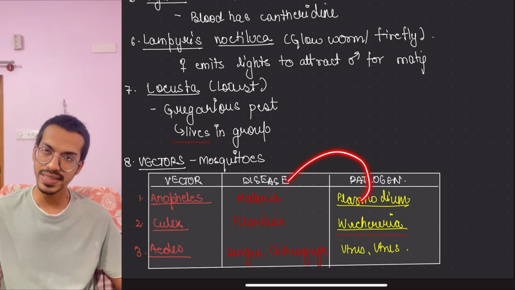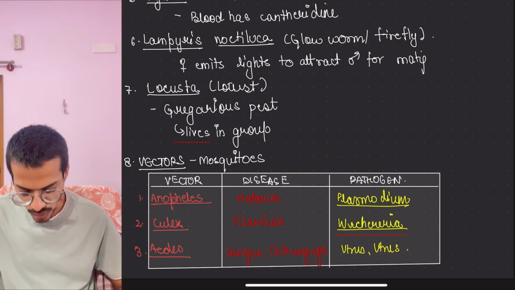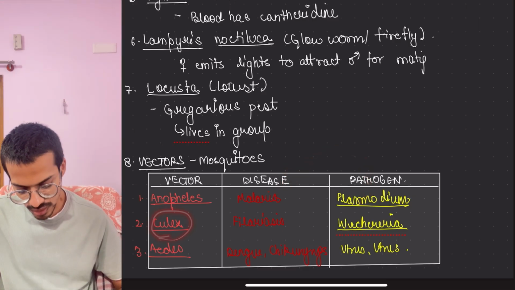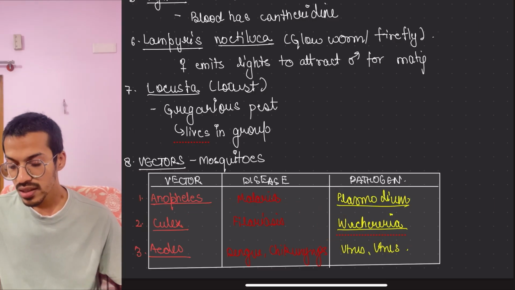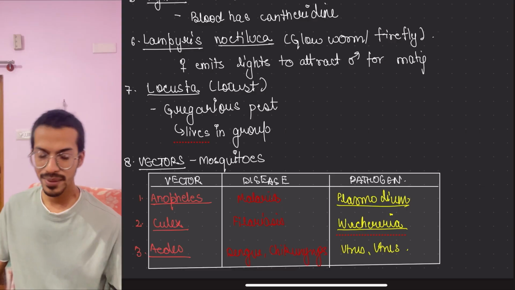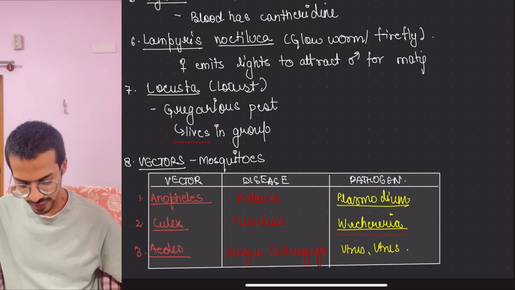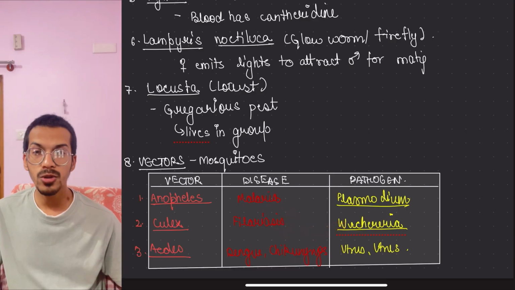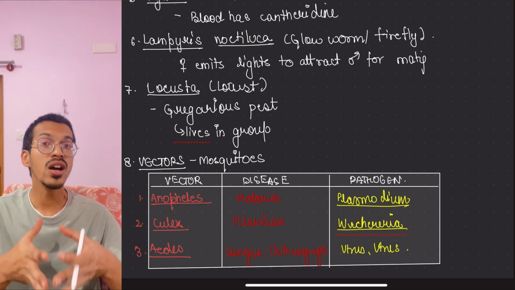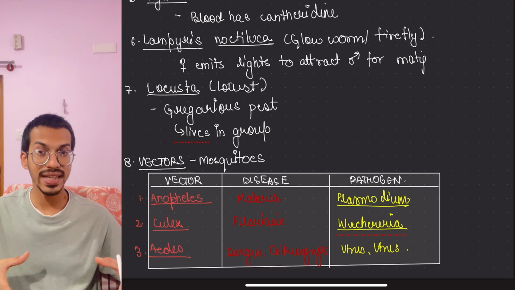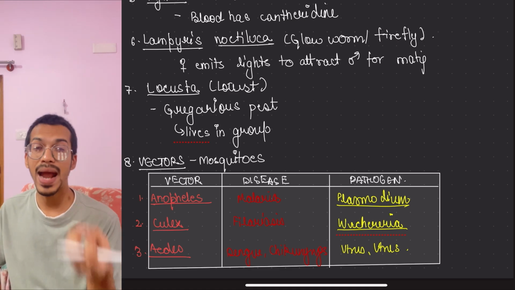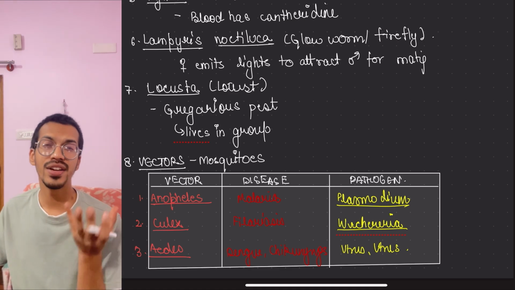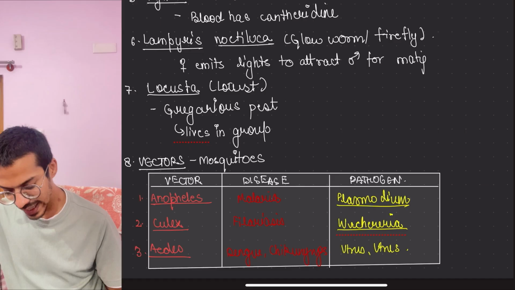It causes malaria. Okay, then we have the Culex mosquito, which is a vector of Wuchereria. Wuchereria is what? It is an aschelminth. It causes the disease filariasis, also called elephantiasis, where the lymph nodes in the groin areas and the feet swell up and appear like big elephant feet.